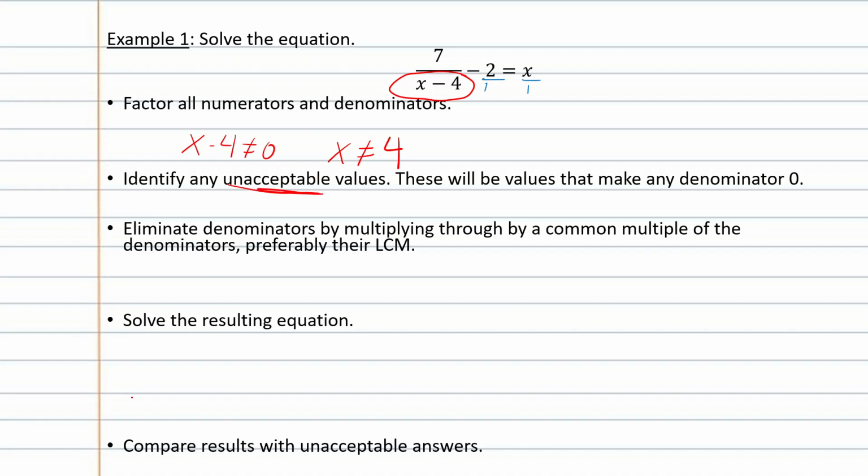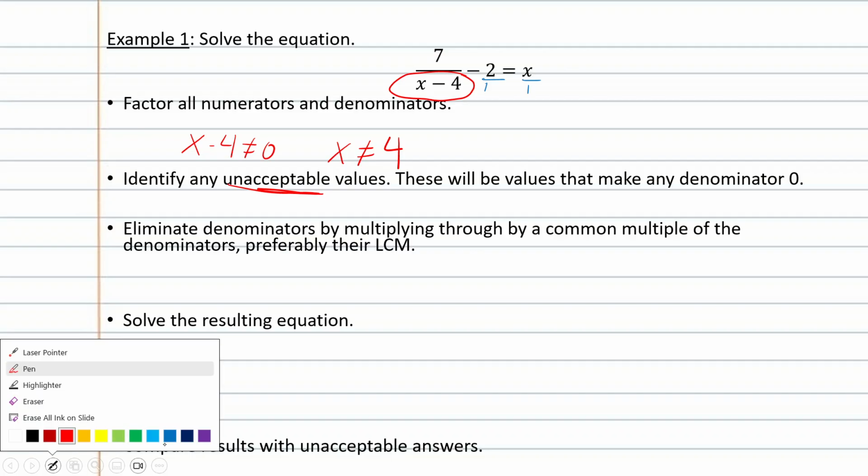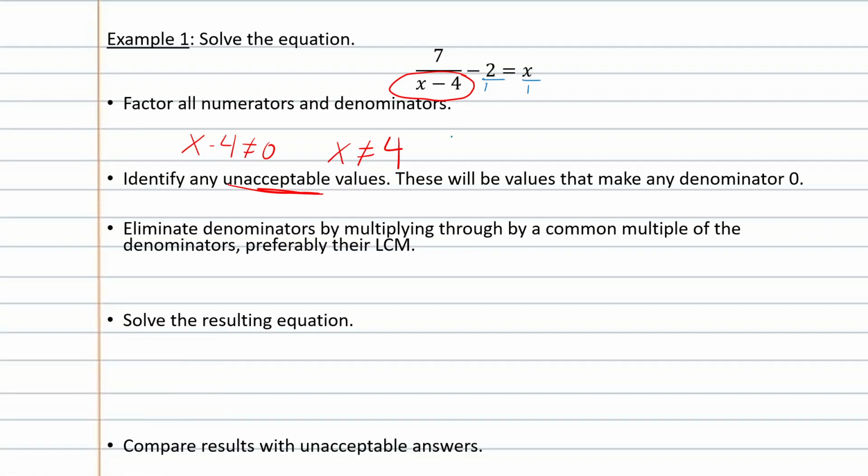Okay, now I need to try my best to eliminate these denominators. Now if I look at my denominators, I have an x minus 4, a 1, and a 1. So my LCM of the denominators here is x minus 4. So what I want to do is multiply this entire equation times x minus 4 to get rid of the denominators. Okay, what this looks like, I'll write the entire thing out.